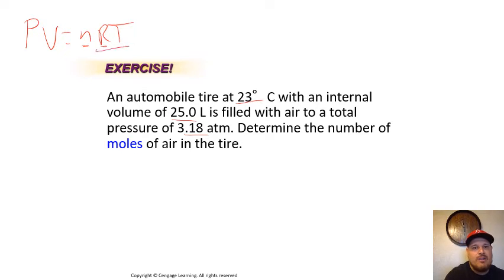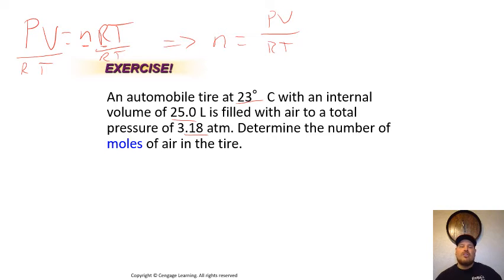So I know that I have to get rid of the constant and temperature, and I get this brand new equation: n equals PV over RT. Pressure times volume divided by the universal gas constant times temperature is going to give me my moles for this equation. Okay, so what am I going to do now?